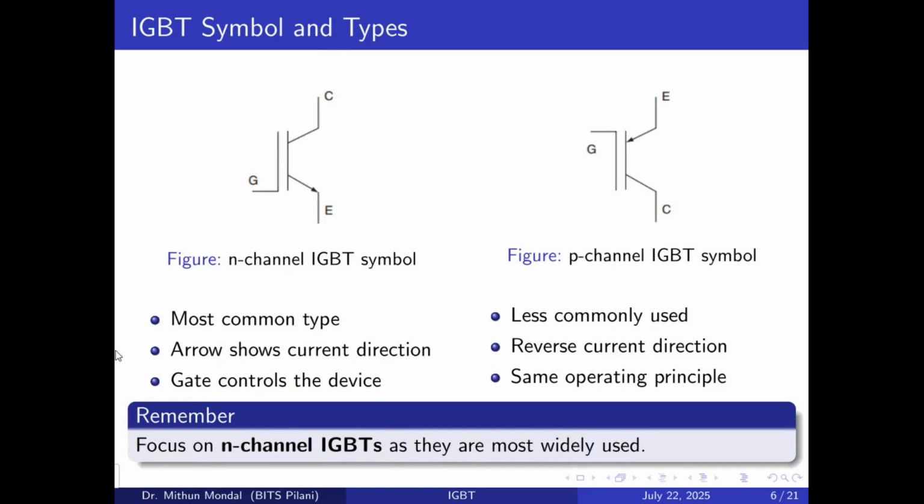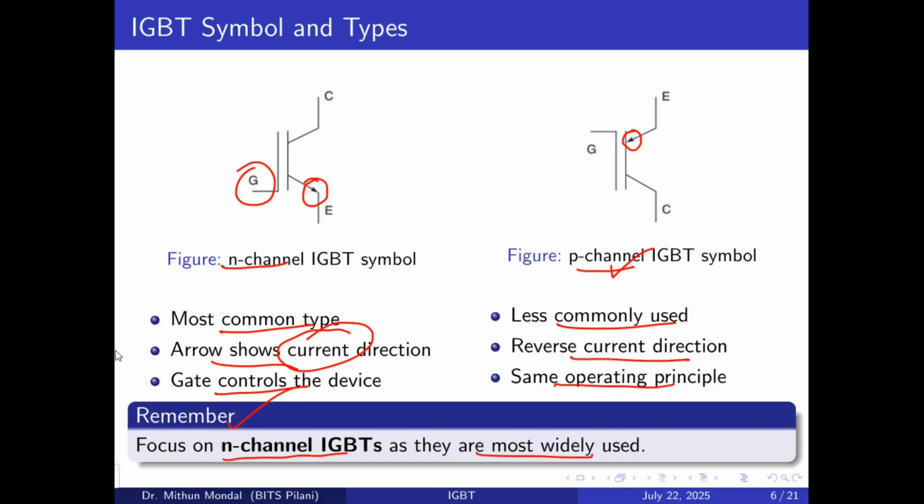IGBTs are basically of two types in terms of symbols: N-channel and P-channel IGBT. The arrowhead differs between the N-channel and P-channel. The most common type is the N-channel IGBT. The arrow shows the direction of the current, and the gate controls the device. In the P-channel, which is less commonly used, the current direction is reversed compared to the N-channel, and it has the same operating principle. We have to remember that the focus will be on the N-channel IGBT, as it is the most widely used.